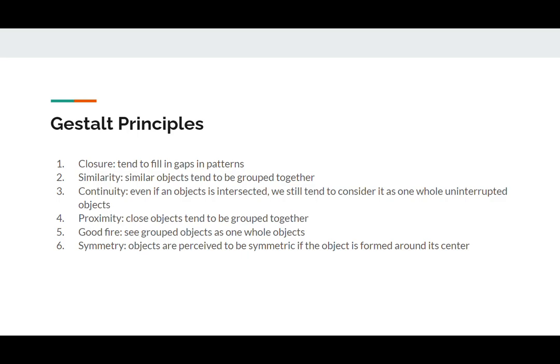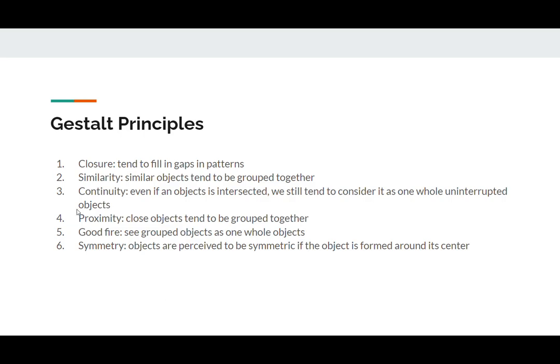And finally, our last topic of this video is Gestalt principles, which we also touched on a bit in our last video. So yeah, it could be a recap for some of you. There are many principles of perception that help explain key ideas of perception. The principle of closure states that we tend to fill in gaps in patterns. The principle of similarity states that similar objects tend to be grouped together. The principle of continuity states that even if an object is intersected, we tend to consider it as one whole uninterrupted object. The principle of proximity, and this is really important, states that close objects tend to be grouped together.